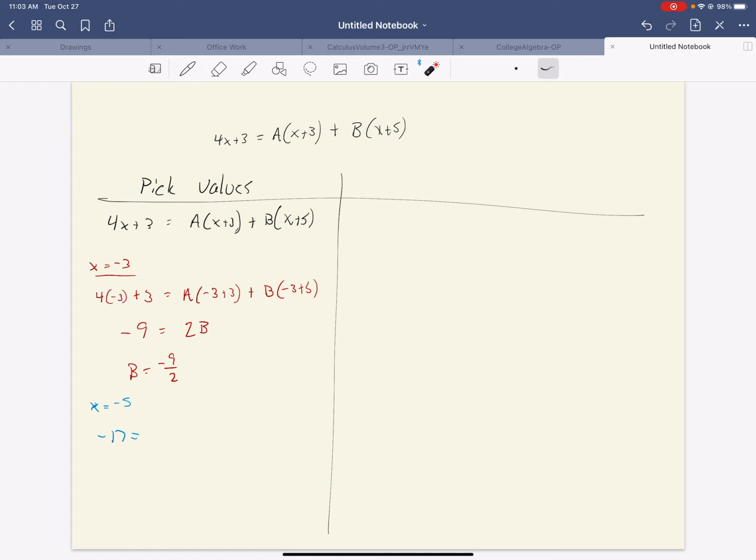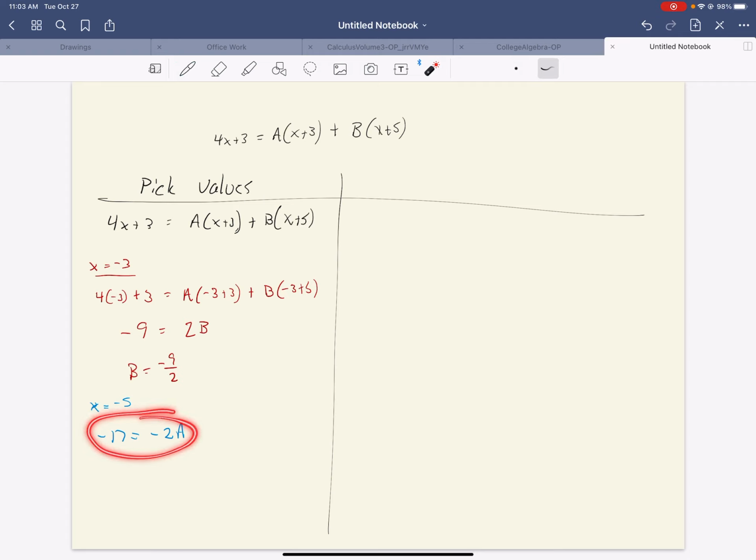And then if I'm at negative 5 plus 3, that is negative 2. So I would have negative 2a, negative 2a. And then negative 5 plus 5, oh, that's 0. Okay, so I don't need to worry about that. So that's how you do it differently.